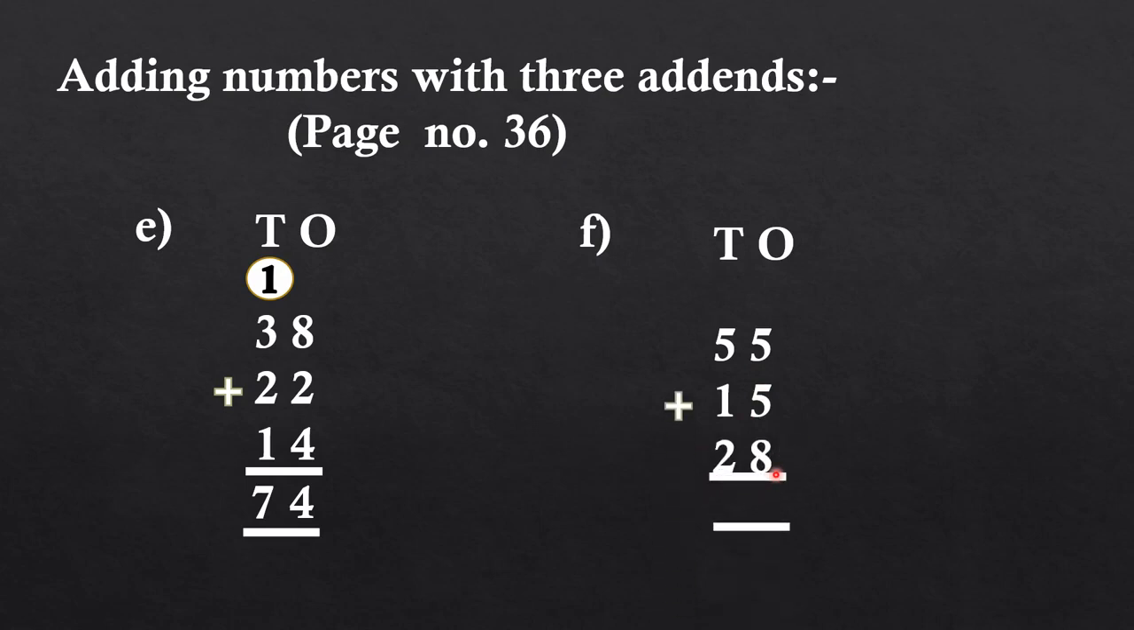Now in F part we have to add 55, 15 and 28. Okay, so again we will start from our ones place. Here at ones place we have 5, 5 and 8. So keep 5 in your mind, 5 on your fingers. So after 5 you have to speak 5 numbers, that is 6, 7, 8, 9 and 10. So now keep 10 in your mind and 8 on your fingers. So after 10 you have to count 8 numbers, 11, 12, 13, 14, 15, 16, 17, 18.